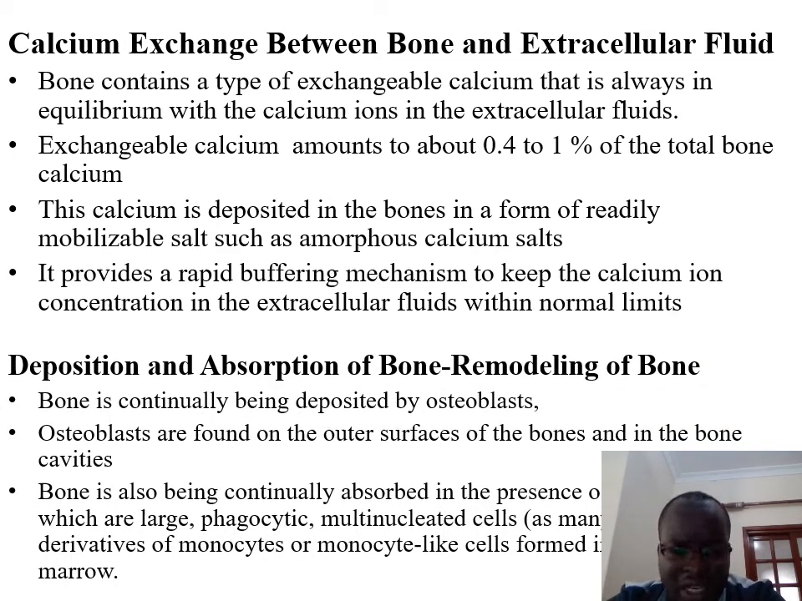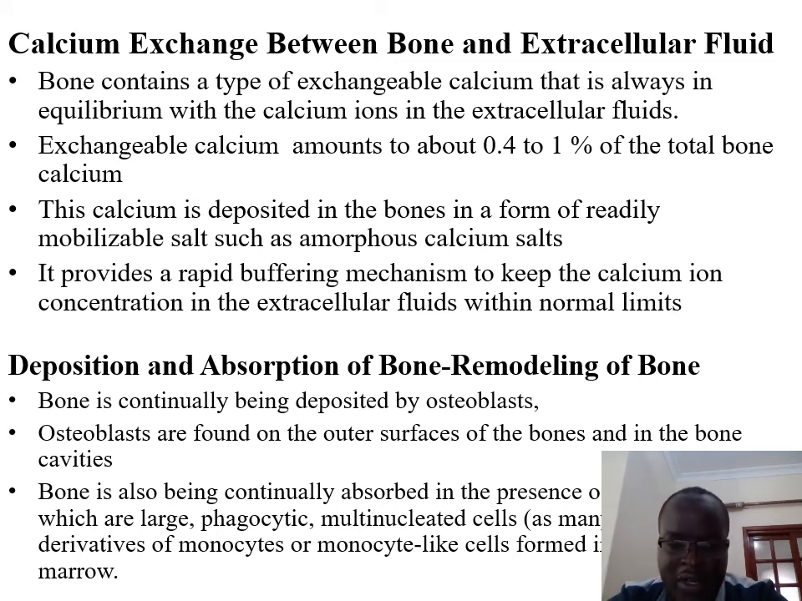The deposition and absorption of bone, which is called remodeling of bone, is very important for the normal function of the bone. There are cells that are depositing the bone, and there are cells that are removing or digesting the bone itself. So the digestion of the bone tissue provides cavities in which new bone material can be deposited. That will maintain the tensile strength and the compressional strength of the bone.